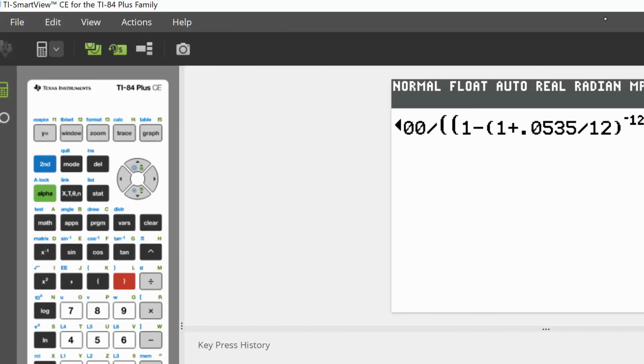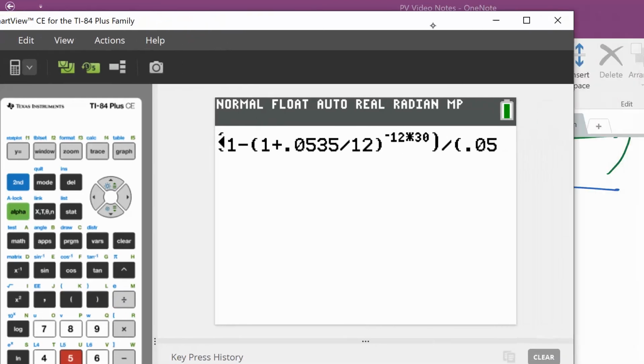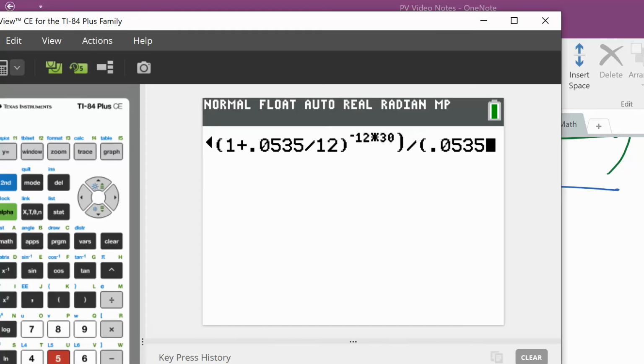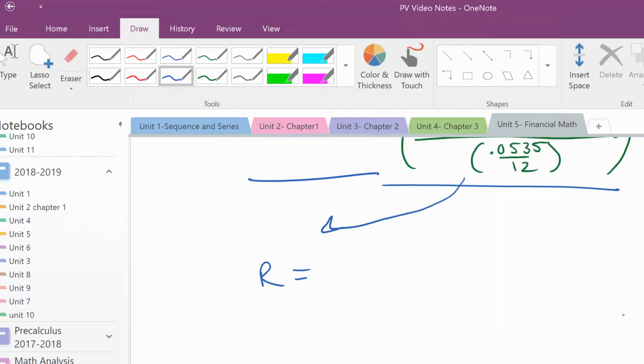So it looks like this. There you go. Divided by, and then parenthesis, 0.0535 divided by 12, parenthesis, parenthesis. You hit enter, and you get $2,889.80. That is your monthly mortgage payment.